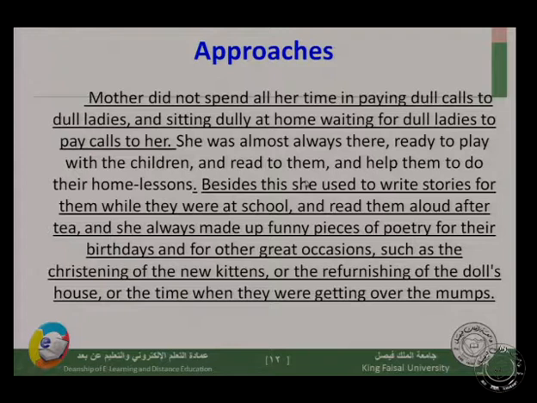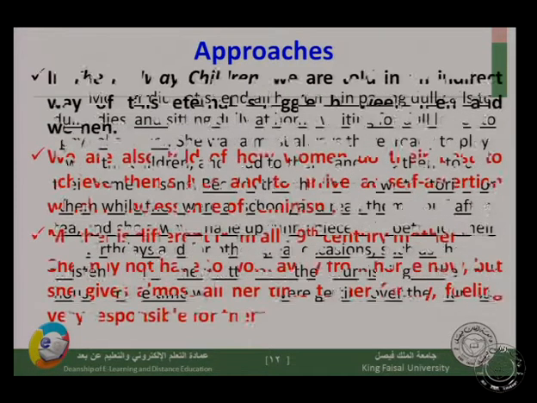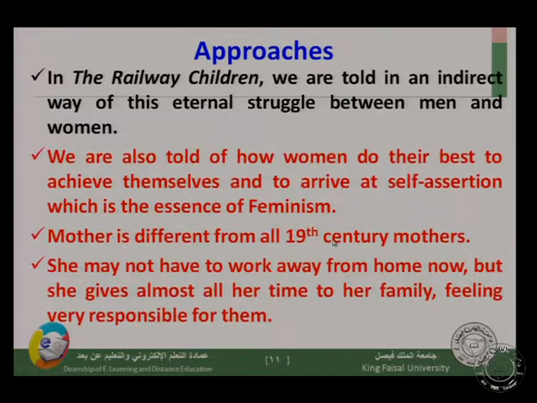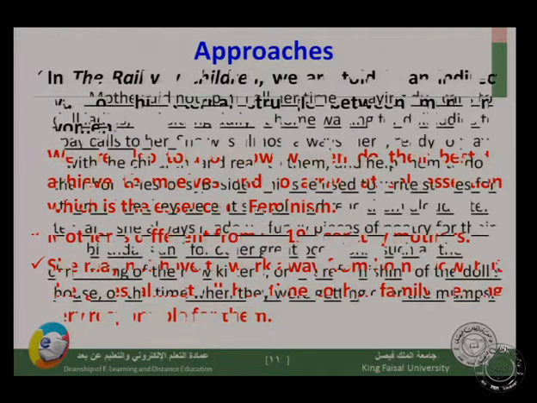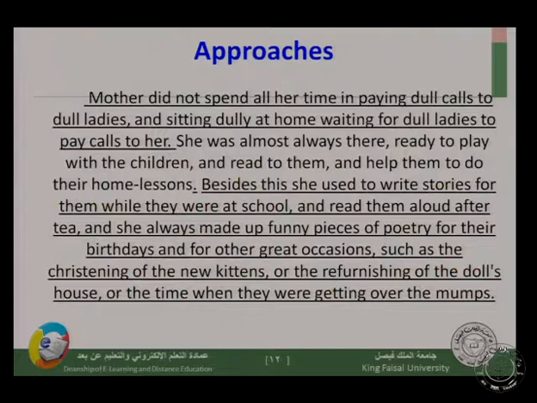I think we came across this. So this is an example of how mother was different from any other mother at that time. She may not have to work away from home now. At this point of time, at the beginning of the novel, she doesn't work. She stays at home. But unlike other women at her time, she gives almost all her time to her family. Almost all her time, feeling very responsible for them. And we have read this very important quotation.